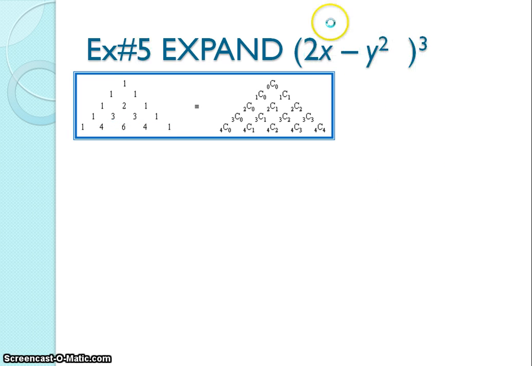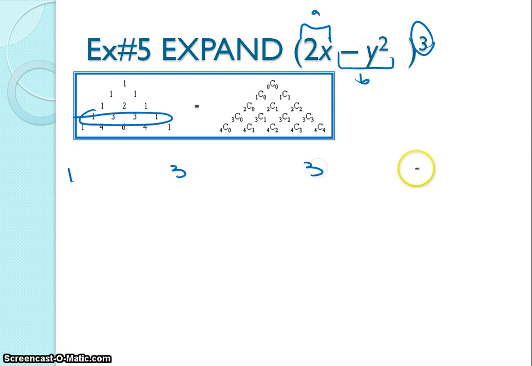So when you have a negative, our a term is going to be that, and our b term is going to include the negative, which is going to cause the signs to alternate. So we're going to need the third row. Okay, so we're going to write out 1, 3, 3, 1. We're going to add all these things up. So it's 1 times 2x to the biggest power, and then this to the 0 power, which is nothing.